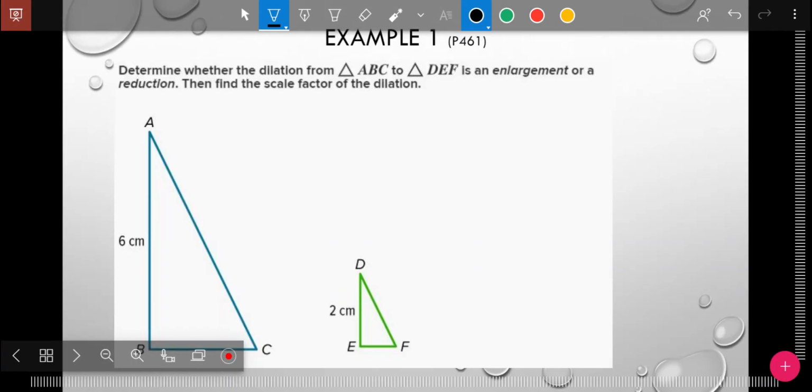All right, example 1. Determine whether the dilation from triangle ABC to triangle DEF is an enlargement or reduction. So that's one part of it. Then find the scale factor. So it's got two parts.